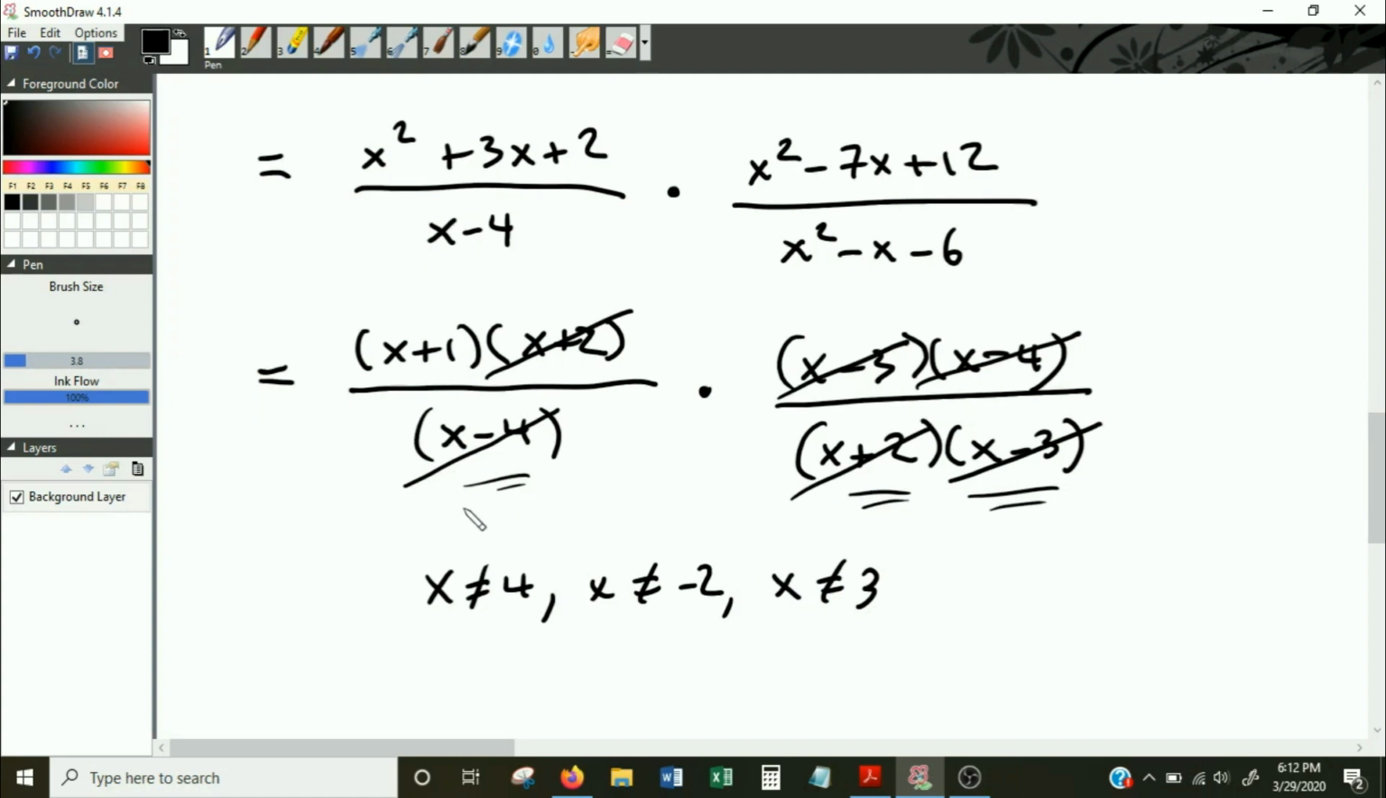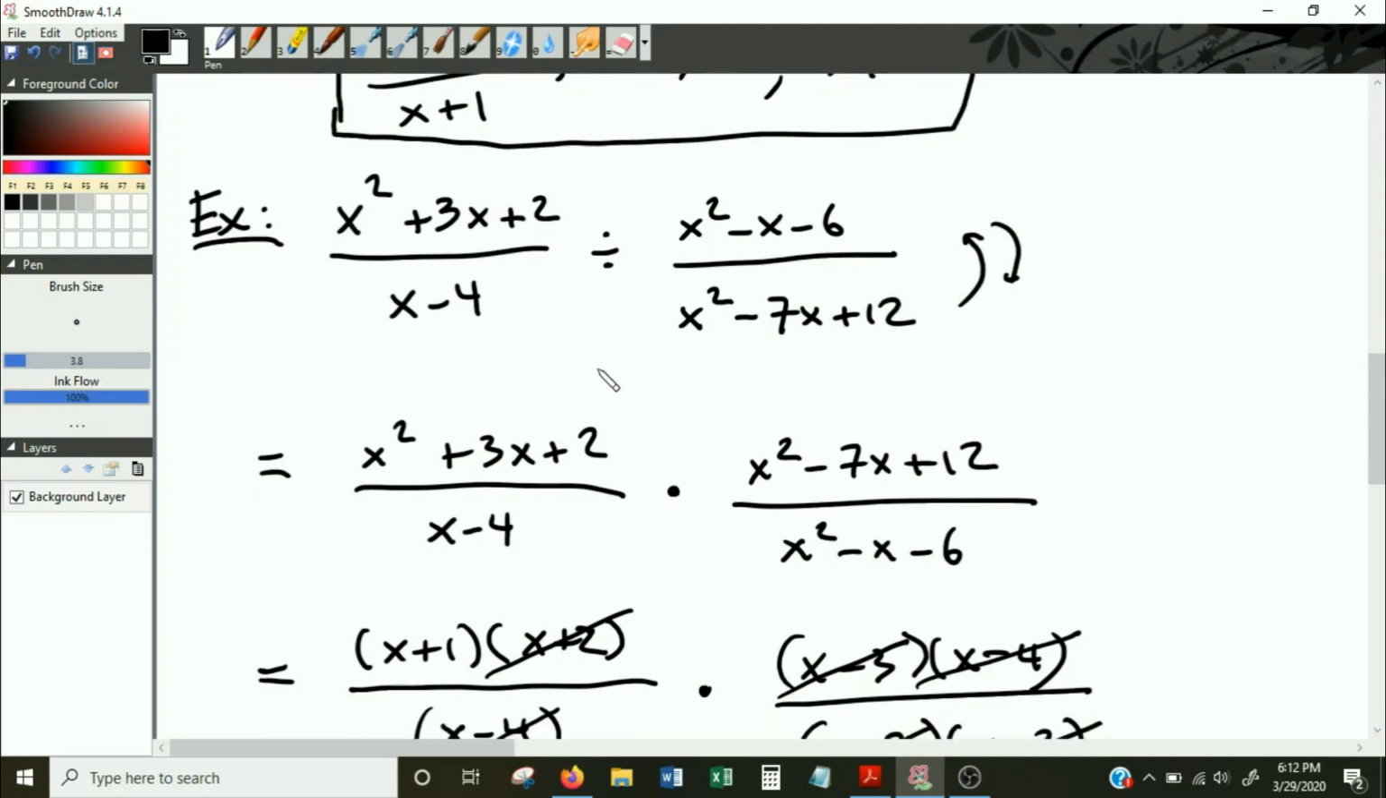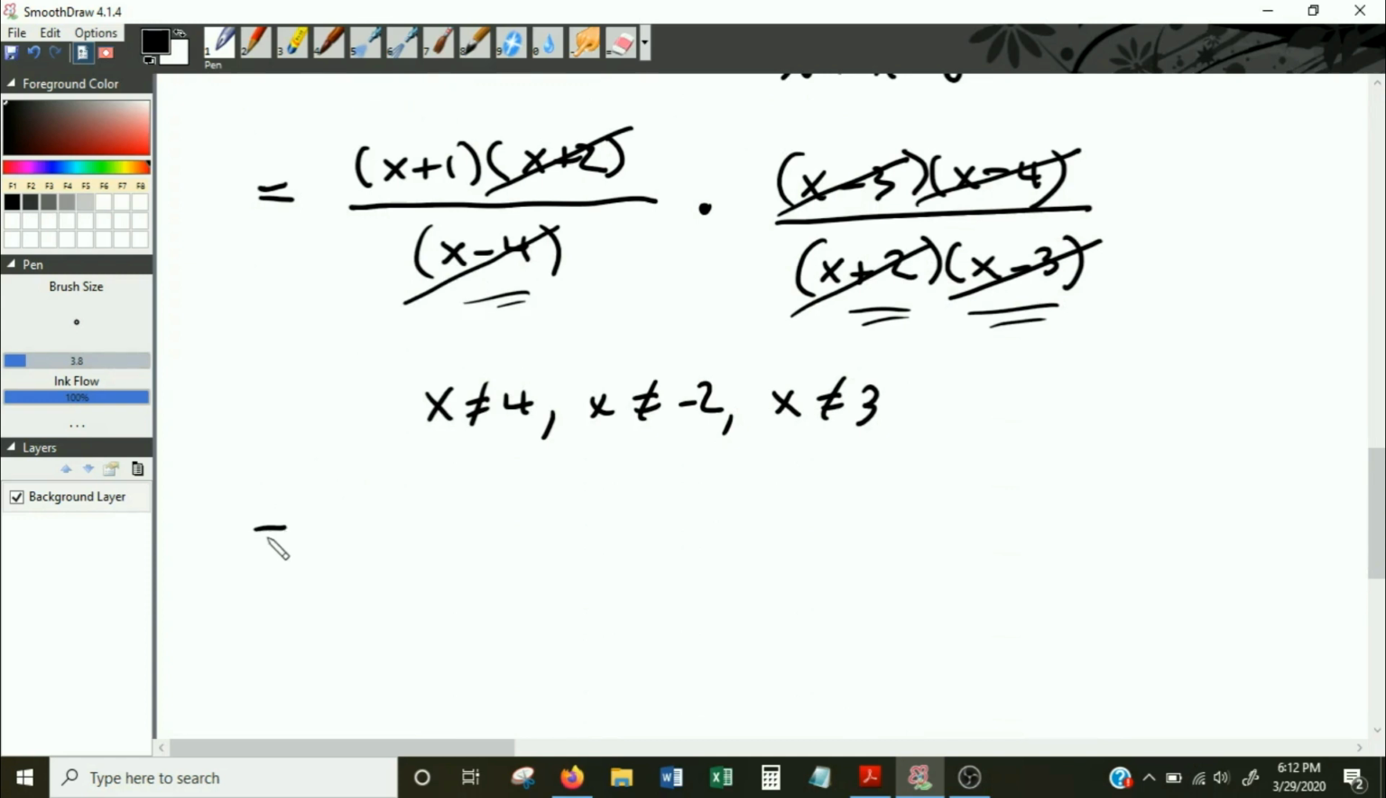So in the end, after that big expression with two rational expressions being divided, I ended up with a single expression here, x plus 1, where x does not equal 4, x does not equal -2, and x does not equal 3. So we have to note these down in order for that simplification to be true.